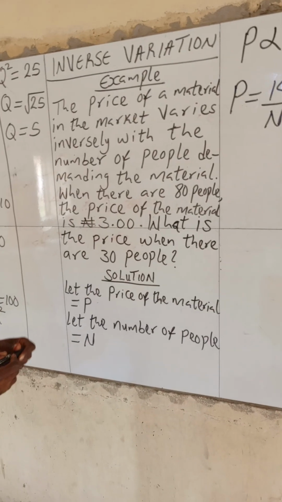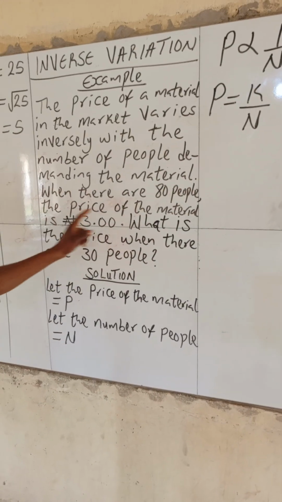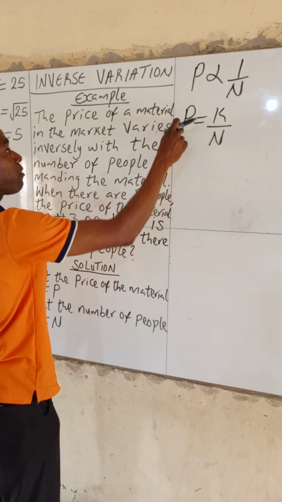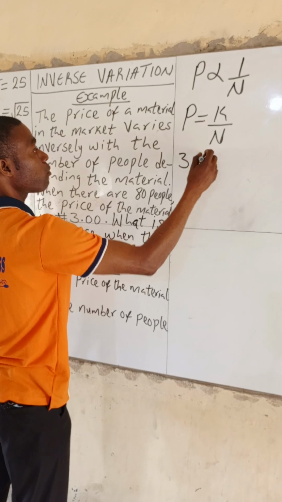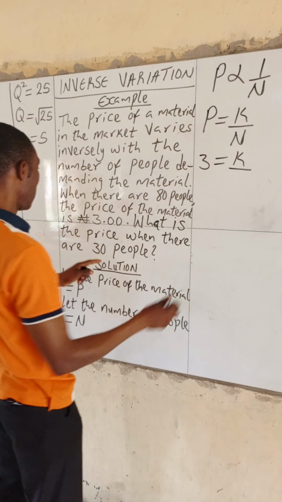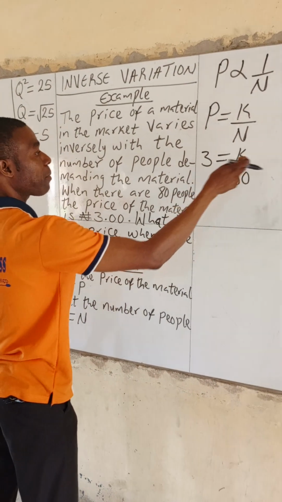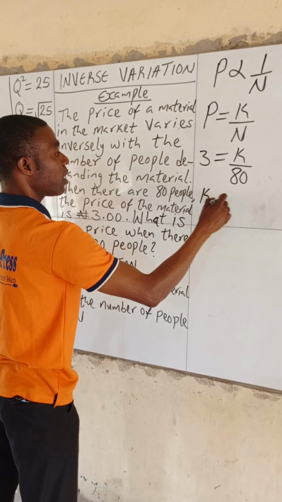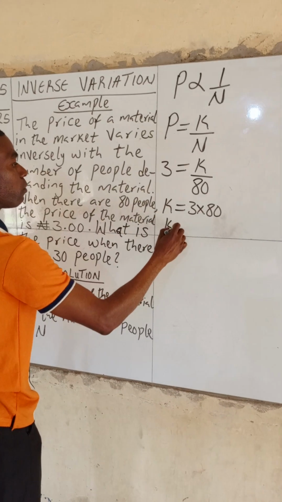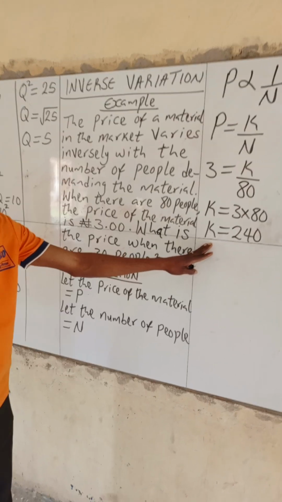So from the question, they said when there are 80 people, that is the number of people is 80, the price of the material is 3. So where we see P, price of the material, we put 3 equals to K over the number of people here, which is 80. So by the time we cross multiply, we now have K equals to 3 times 80. K will be equal to 240. So this is the constant.